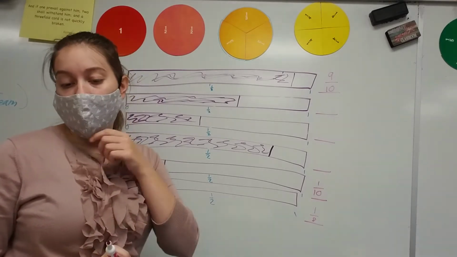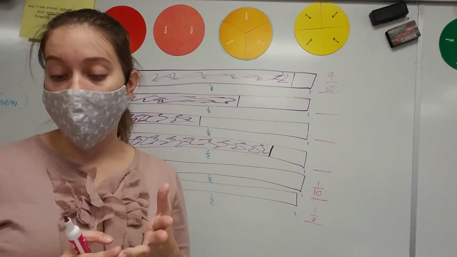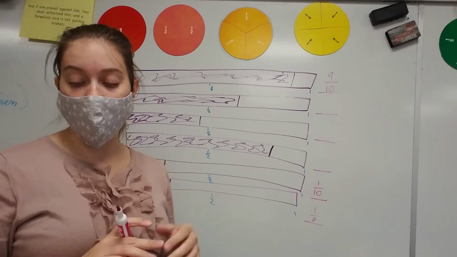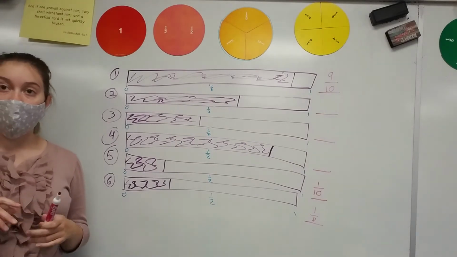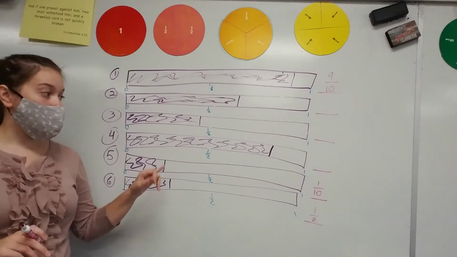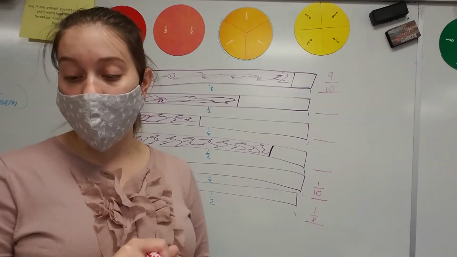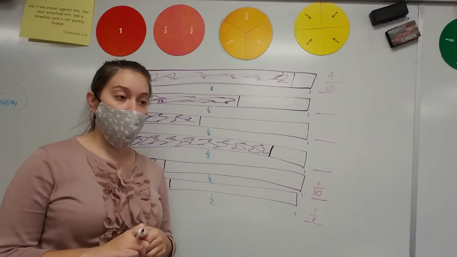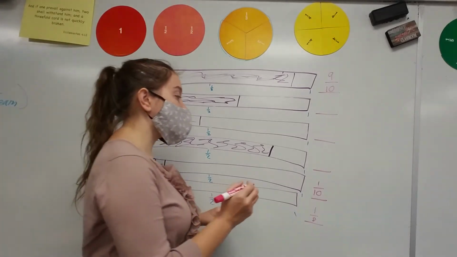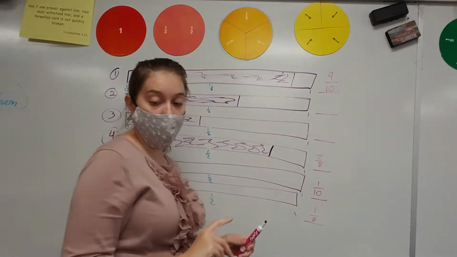Now we have 7/8, 4/7, and 2/5. Number 4 is close to a whole, right? Number 4 is close to a whole. So which other fraction, 7/8, 4/7, or 1/8, is closest to 1 whole? Bella? 7/8. So number 4 is going to be 7/8, right?